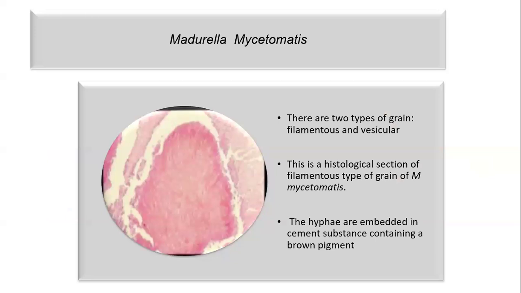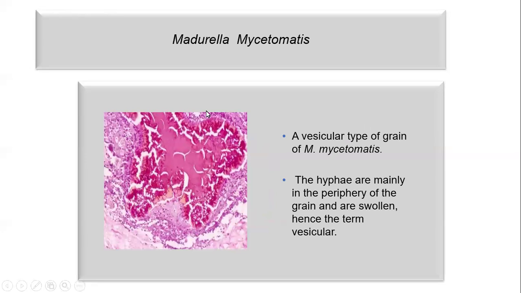There are two types of grain, filamentous and vesicular. This is a section of a filamentous type of grain of M. mycetomatis. And like we said, these hyphae are embedded in a cement substance containing a brown pigment. So this is the filamentous type. What about the other type, the vesicular type? This is a vesicular type of grain of M. mycetomatis. And I want you to concentrate at the periphery. The hyphae are mainly located in the periphery and they are swollen. And that's where the term vesicular came from. Okay, so if you look at the periphery, the hyphae are swollen. That's why they called it vesicular.